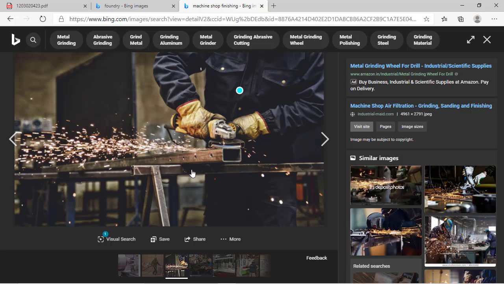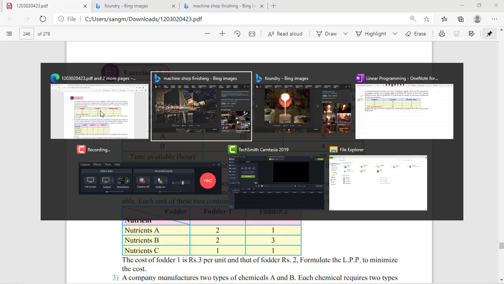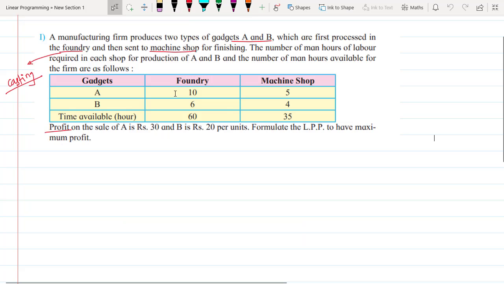And what is a machine shop? Machine shop is nothing but the shop where the molded items will be finished. जो भी आपके एजेस रहेंगे वो रफ एजेस रहते हैं. तो उन एजेस को हम लोग फिनिशिंग करते हैं, उसको स्मूथ बनाते हैं. This is what we do in the machine shop. Good. So let's go back to this.